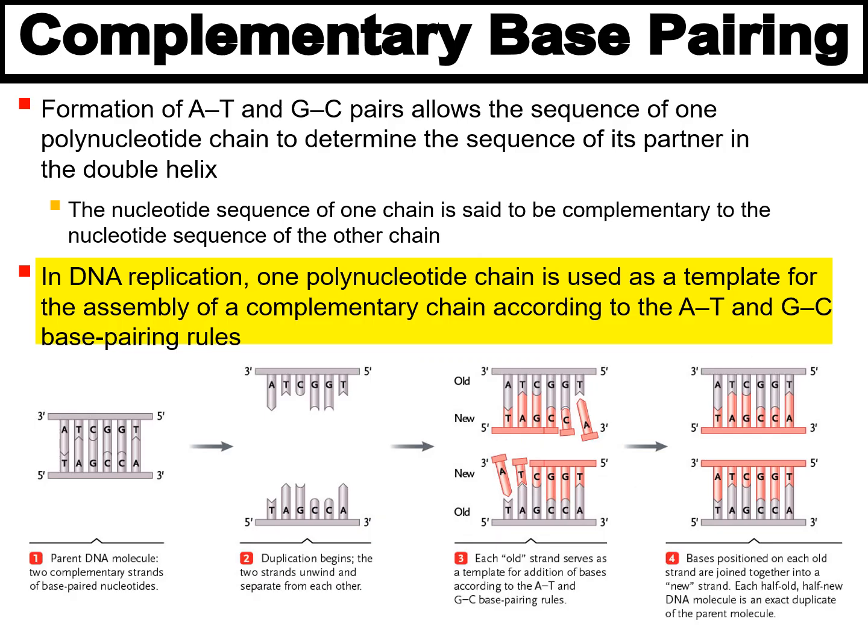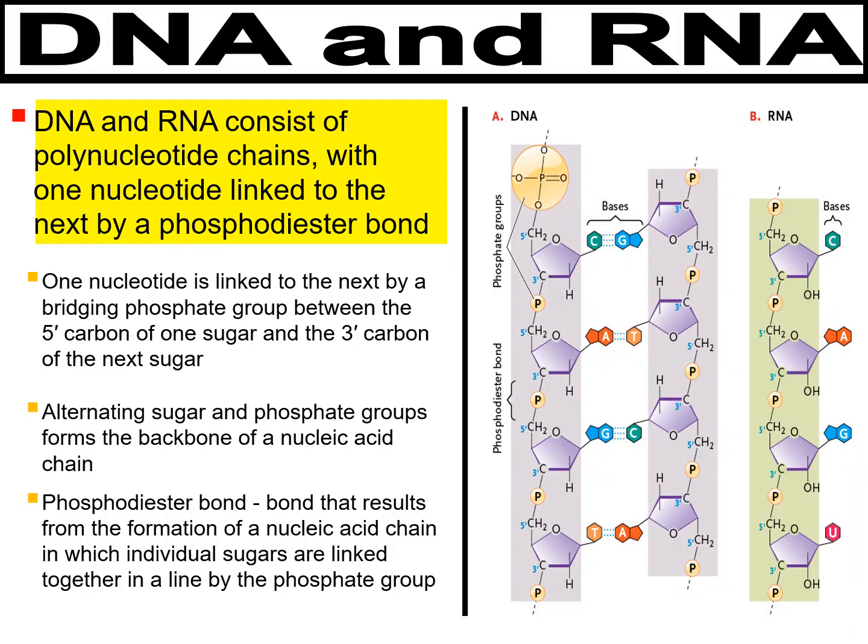Complementary base pairing refers to the fact that, in DNA, adenine pairs with thymine, and guanine pairs with cytosine. Phosphodiester bonds are found in DNA and RNA. Phosphodiester bonds are covalent bonds formed between the 5-phosphate of one nucleotide and the 3-hydroxyl of another.